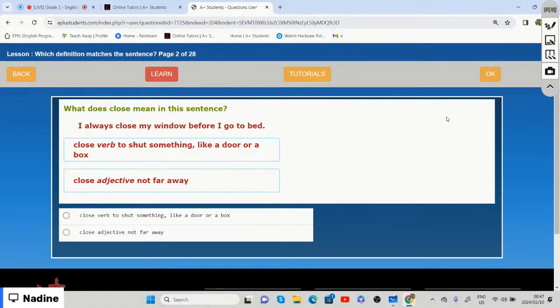And if we choose the correct one, we will choose the first one, right? Because it says, I always close my window before I go to bed, which means that it is to shut something like a door or a box or a window, right?